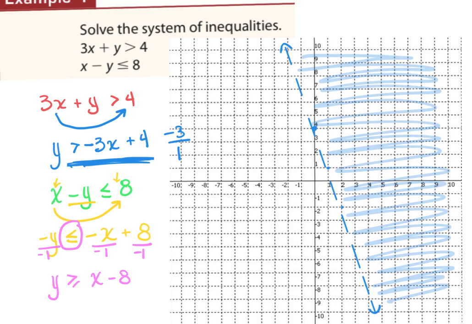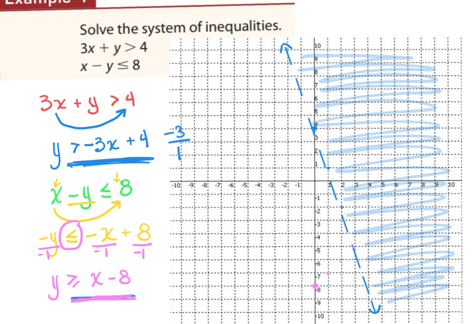Because we now need to graph the second line. We need to graph this one right here. So for this one, where am I going to start? Negative 8. And what is my slope for this one? Yeah, so I'm going up 1 over 1. So it's going to be like this. Is this one solid or dashed? Solid, right? Solid.